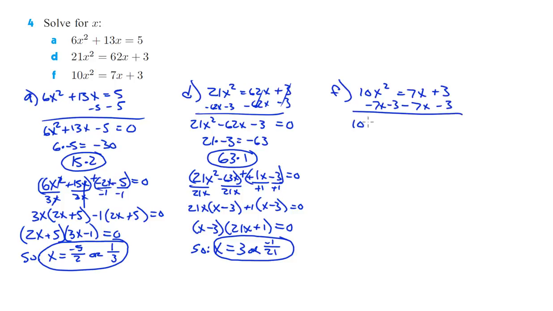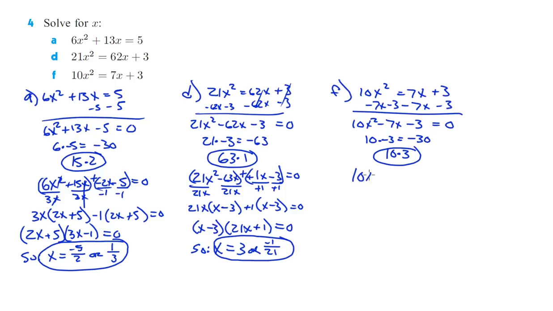Right? And we get 10x squared minus 7x minus 3 equals 0. Okay, can't factor anything out of all of those, so I'm going to go 10 times negative 3 is negative 30. So we have to come up with the factors of 30 that have a difference of 7. So what's that going to be? 10 and 3 are going to be the factors that have a difference of 7.